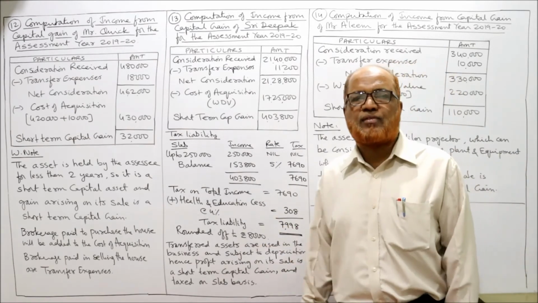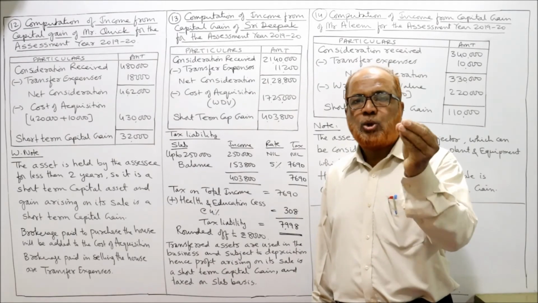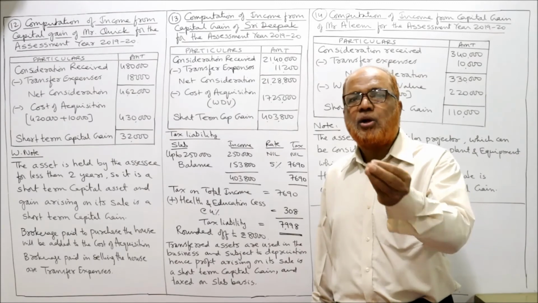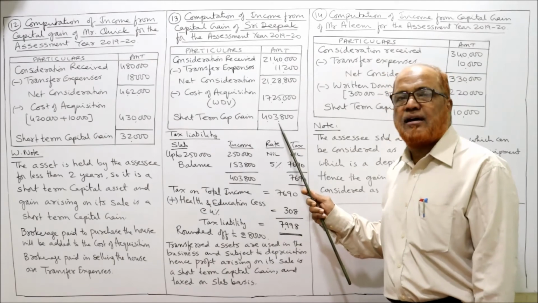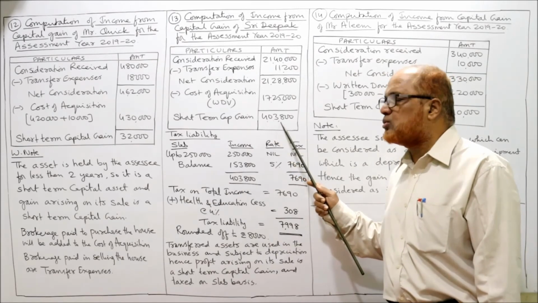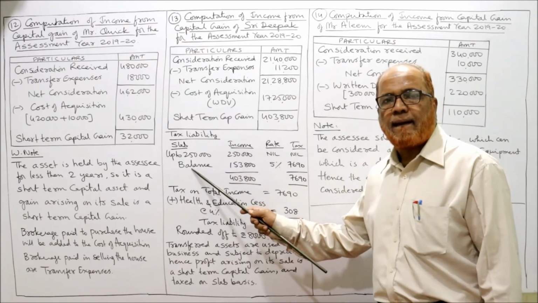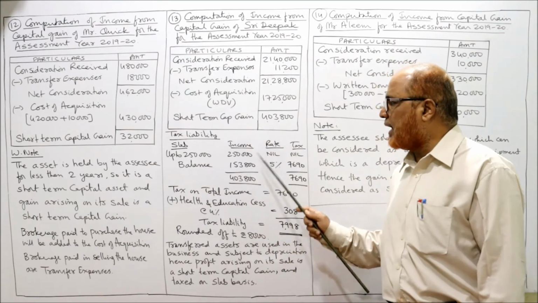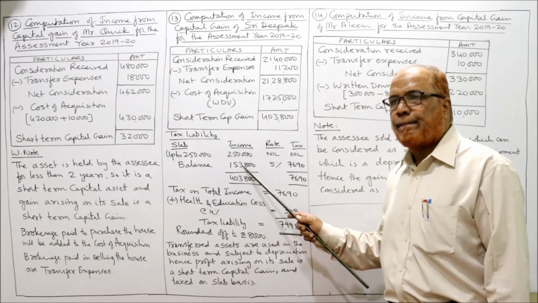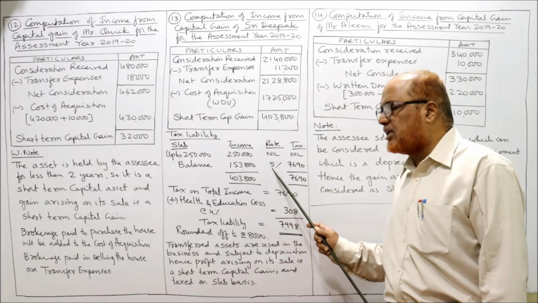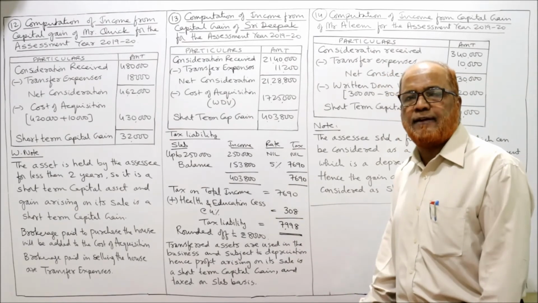The second slab goes from 2,50,001 rupees to 5 lakh. But our income is not reaching 5 lakh. Our income is only 4,03,800, which is below the 5 lakh. That's why I am taking the balance. So 4,03,800 minus 2,50,000 is 1,53,800. This is the balance on which the tax rate is 5%. So 5% of 1,53,800 is 7,690.